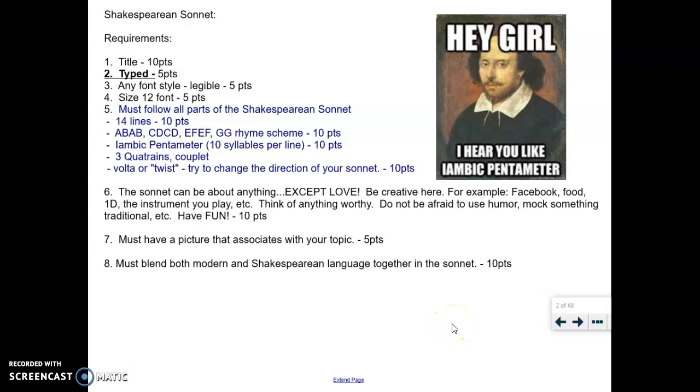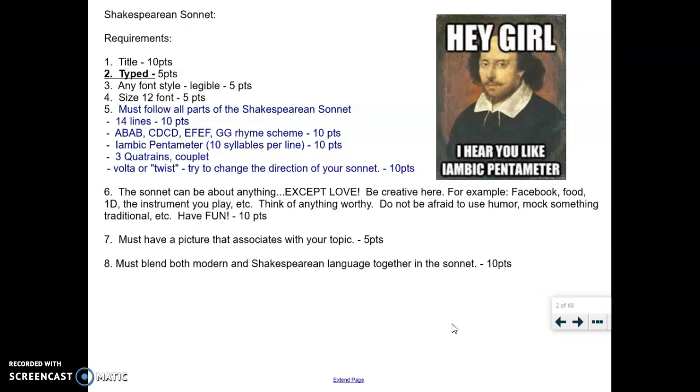Okay, so first of all, what we're writing for our final assessment is a Shakespearean sonnet. This will be a 100-point test grade. Okay, so you're going to be writing a Shakespearean sonnet, and here are the requirements. Number 1 is it must have a title. Please do not call it My Shakespearean Sonnet or Sonnet 1. Be creative, have some fun with that.